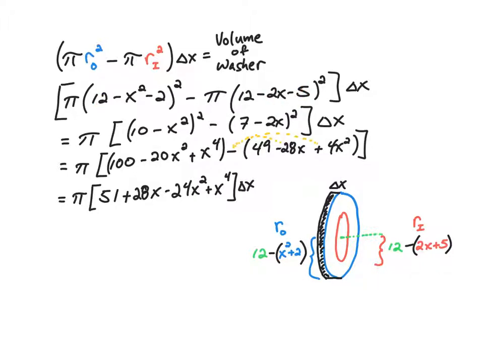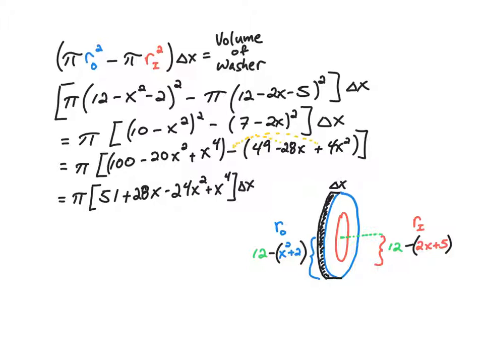Now I'll just clean this up. 12 minus 2 is 10. 12 minus 5 is 7. So now I have 10 minus x squared, quantity squared, and I have 7 minus 2x, quantity squared. And I'm going to factor the pi out. Since that's not being squared, I'm just going to park the pi out here, and the delta x will stay parked out there.